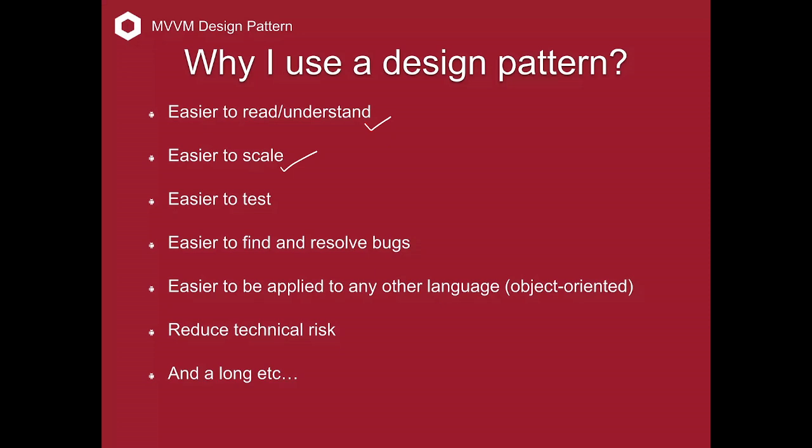And next, it is easier to find and resolve bugs. If we are using a design pattern, it becomes very easy for us to find the bug and also resolve it. Because let's suppose I'm not using any design pattern and there's a lot of dependency and complexity inside my code. If I try to resolve one bug, there is a good possibility that it will introduce many bugs inside the code. So if you're following the design pattern, it becomes very easy to find them.